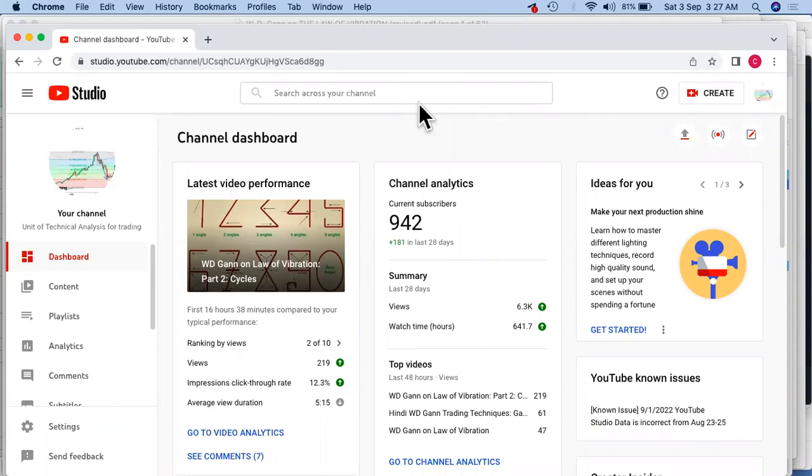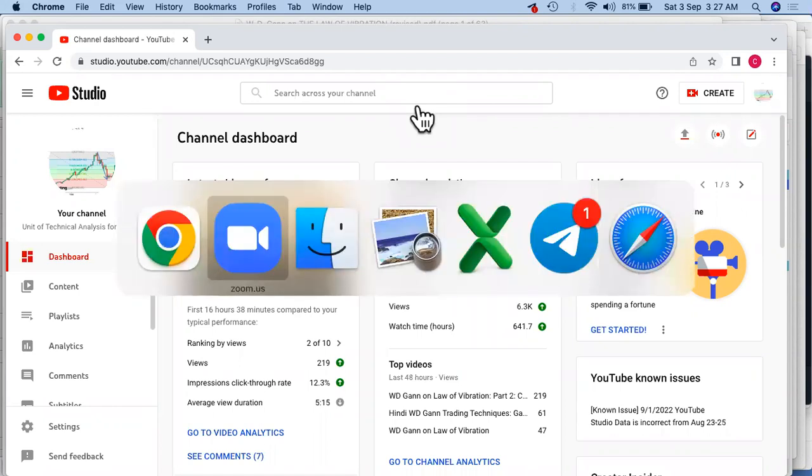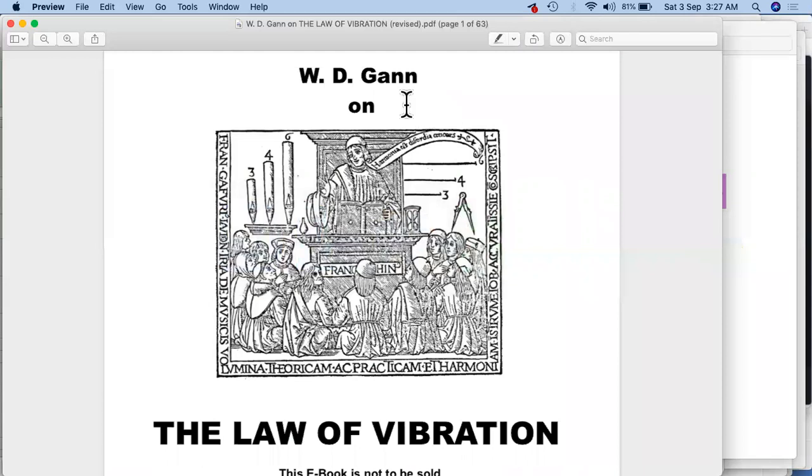We are again covering WD Gann trading techniques. His book, or rather, a book by the name of The Law of Vibration, and it is WD Gann on the Law of Vibration. Now, this book is not actually written by WD Gann, but it is more of a collection of his articles on the law of vibration. So that's why it is called WD Gann on the Law of Vibration, right?